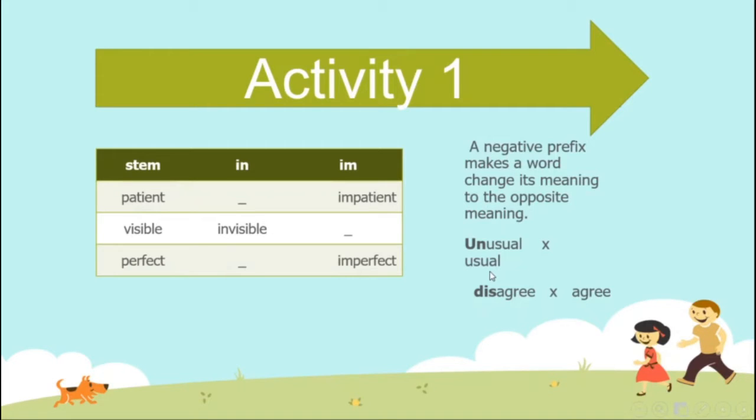Unusual, the stem was usual. Disagree, the stem is agree. And we add this un and this dis to give the opposite of such words. This was activity 1.